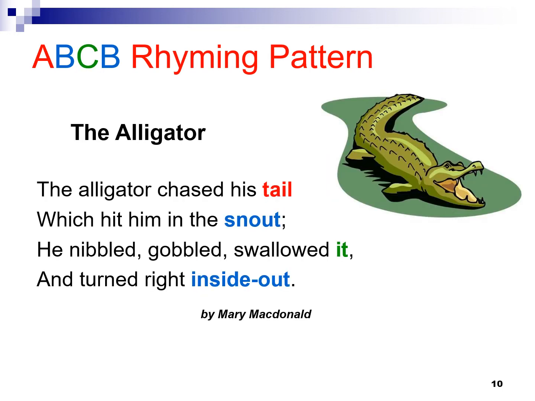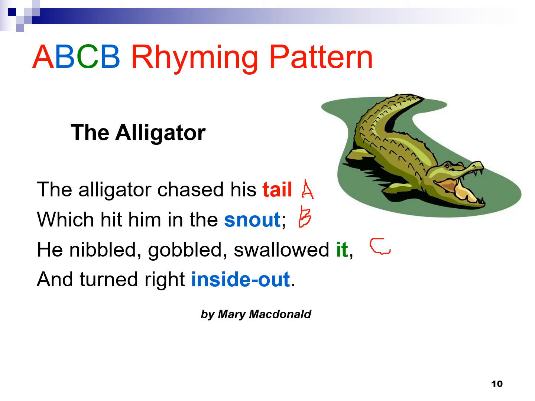Next, the alligator chased his tail. So tail, we always label the first sound of the first line as A. Next line, which hit him in the snout. So the sound changes, therefore the letter also changes. The label will be B. Next, he nibbled, gobbled, swallowed it. Okay, so it is another final sound of a line. So we will have another letter, which is letter C, the next letter after B.